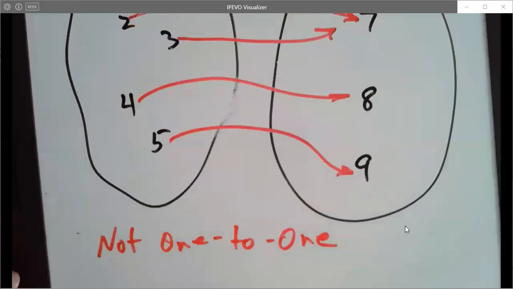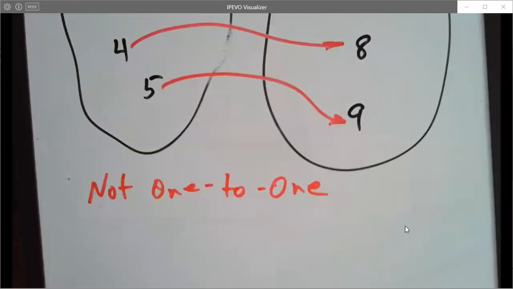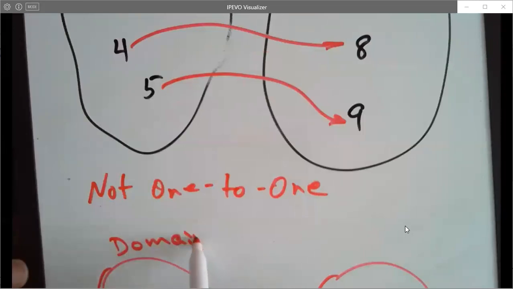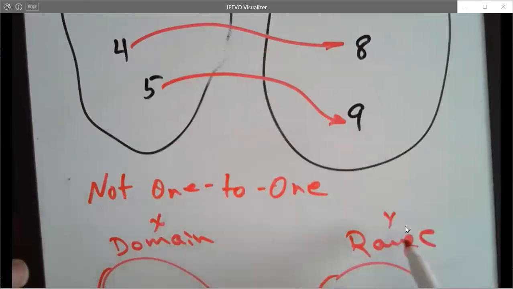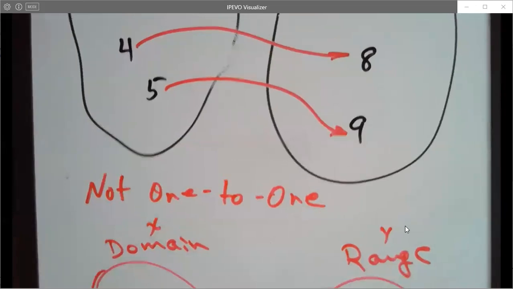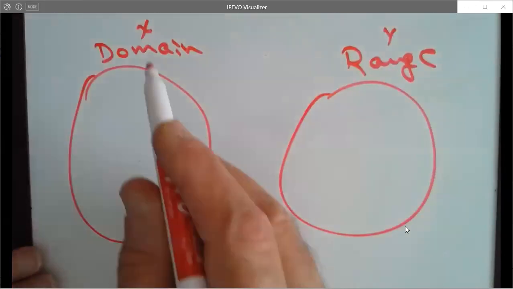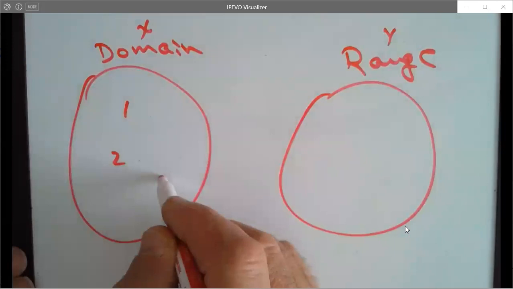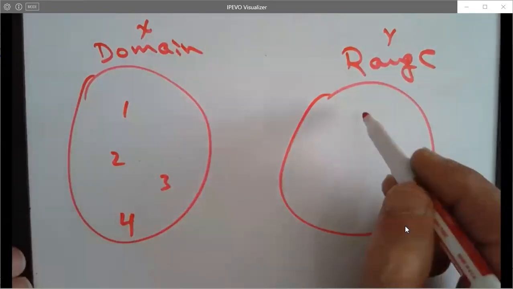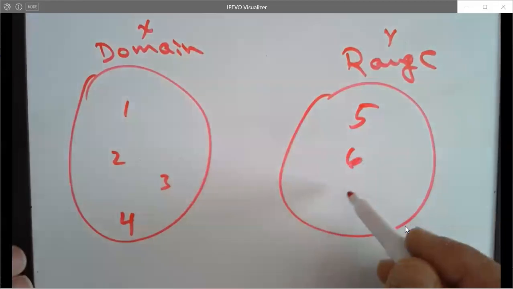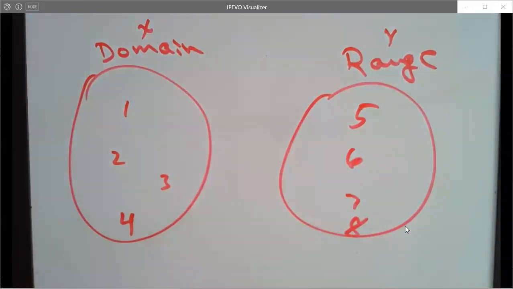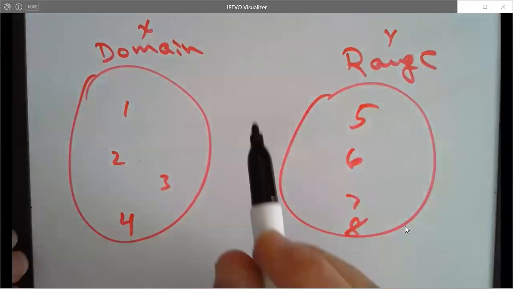Okay, any questions there? Well, what does one-to-one look like? Let's look at another mapping diagram. And here's domain and range, in other words, the x values and the y values. We have here 1, 2, 3, 4, and 5, 6, 7, 8. The 1 only has the 5.